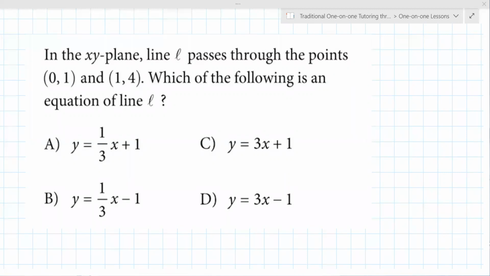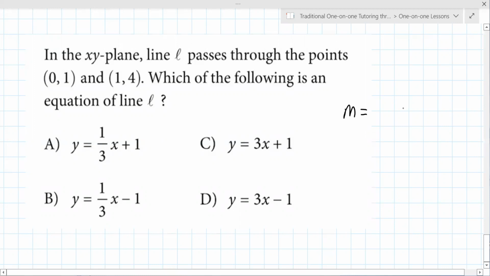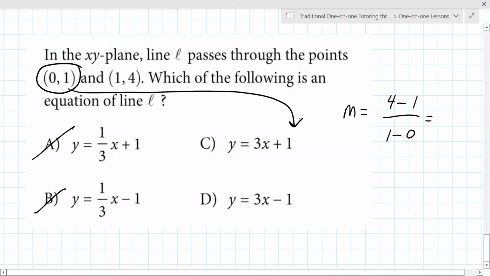Do you have an answer for me, Julia, on this one? I'm almost done with it. Did you find the slope? Yes. So the slope should get you down to C or D. Yes. And then again, this point right here really helps. It gives you the intercept. It is the intercept.